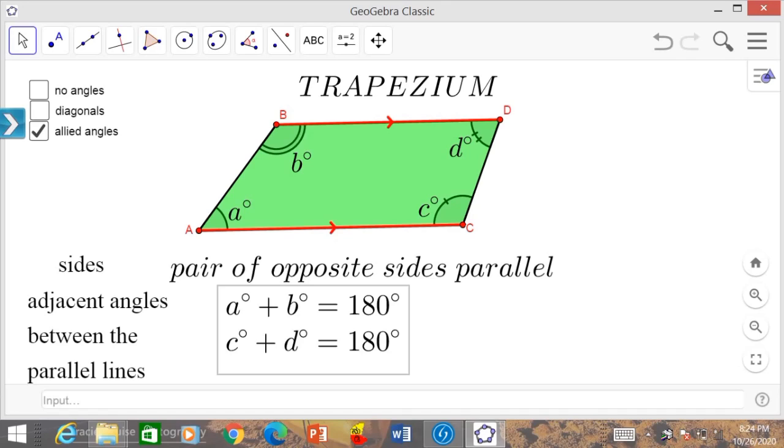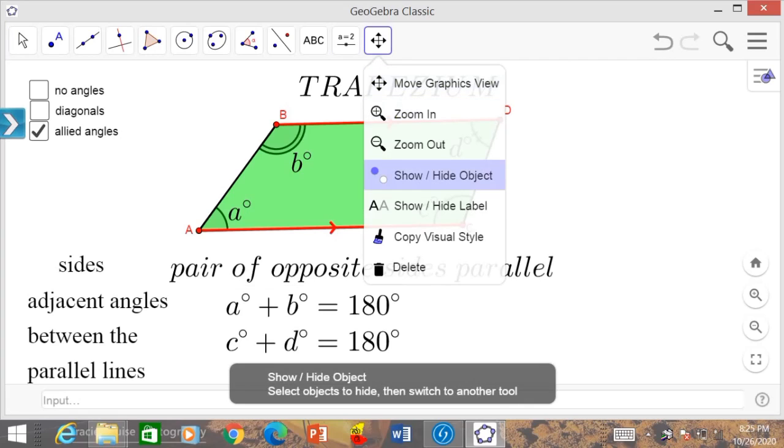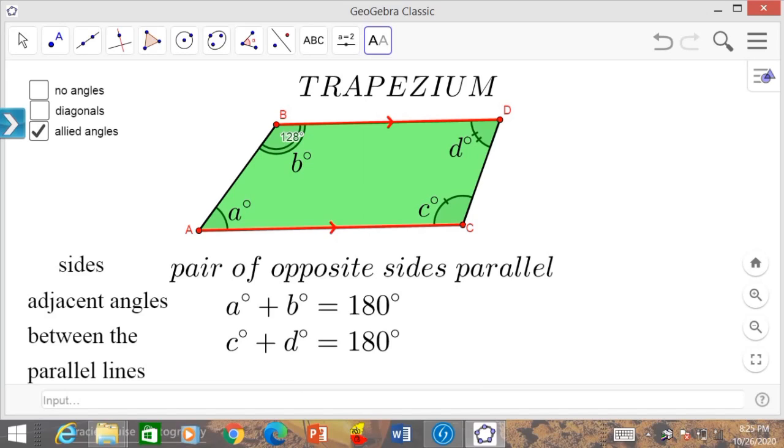Now sum of adjacent angles between the parallel lines. Now here parallel lines are BD and AC. In between the parallel lines, which are the adjacent angles? Angle A and angle B are adjacent angles between the parallel lines. So sum of the adjacent angles between the parallel lines is 180 degree. A plus B is 180 degree and C plus D is 180 degree. No angles are equal in the trapezium.